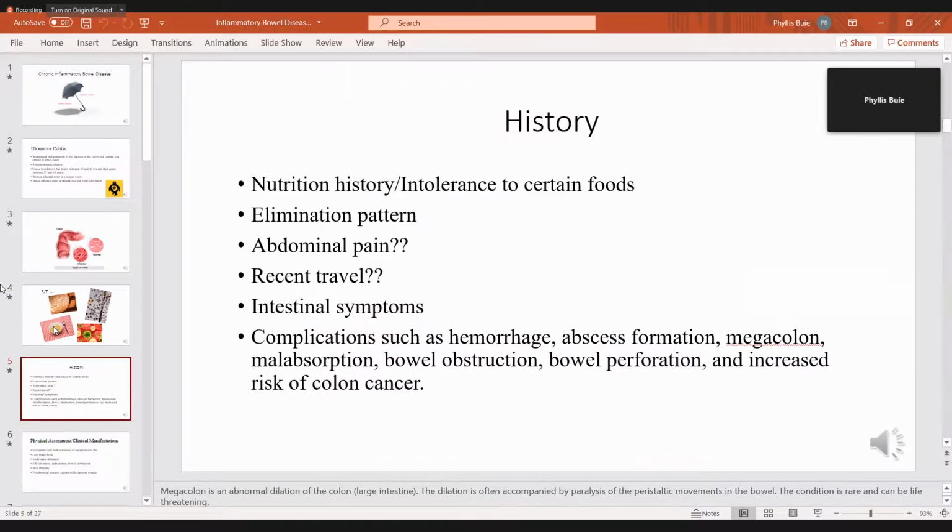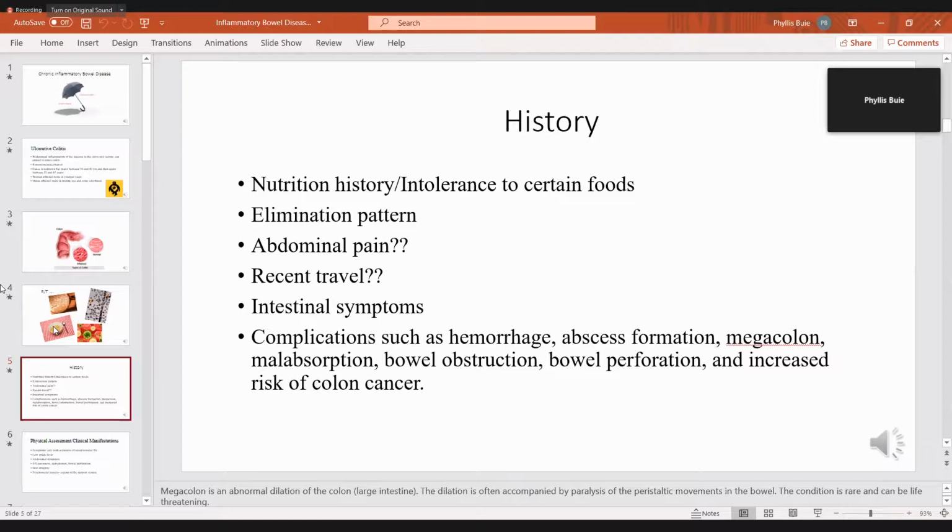When we're talking to the patient and trying to get a history on them, we want to make sure that we include a history of their foods. What kind of foods do you eat? What kind of foods do you tolerate? What kind of foods do you not tolerate very well? What kind of elimination pattern do you have? Is it different after you eat these certain foods that you don't feel like you tolerate very well? Do you have an intolerance to milk or milk products or fried foods, spicy foods? Anything like that.